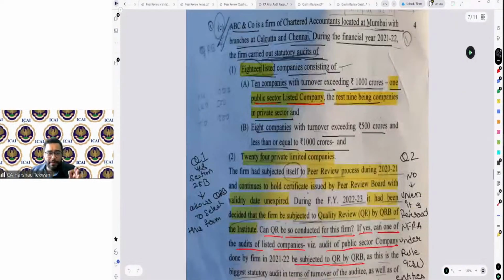So this is one of the questions which was asked in yesterday's exam. I explained it in detail. So any of the entity which is forming part of my Rule 3.1 cannot be selected for the quality review. I hope it is clear.